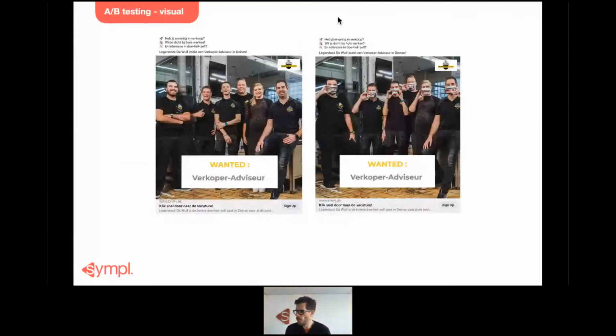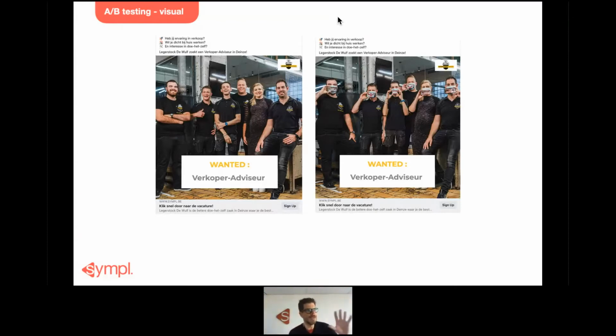Not sure if anybody of you know what A/B testing is, but basically A/B testing, as the name would suggest, you're going to show version A of a visual and compare it to version B. How does that work? Within Facebook, you choose a certain target audience, and then you're going to show the same visual to 50%. 50% of the audience will see version A, 50% will see version B.